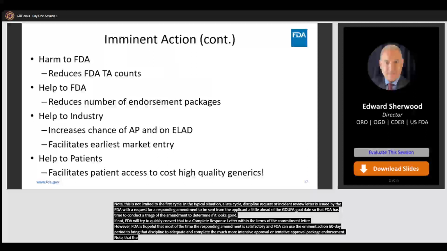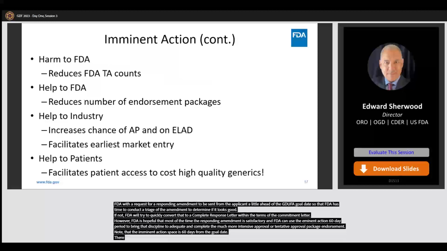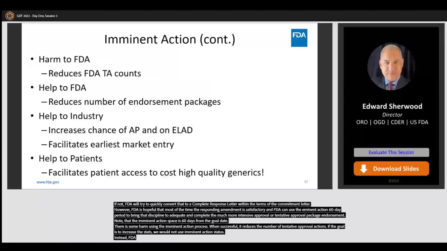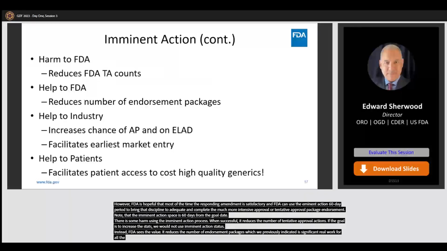There is some harm to FDA in using the imminent action process. When successful, it often reduces the number of tentative approval actions. If FDA's goal is to increase the tentative approval stats, we would not use imminent actions. Instead, FDA sees the value. It reduces the number of endorsement packages, which we previously indicated is significant real work for all the disciplines and regulatory project managers. It helps industry line up approval and market entry, and it helps the patients access these wonderful products.